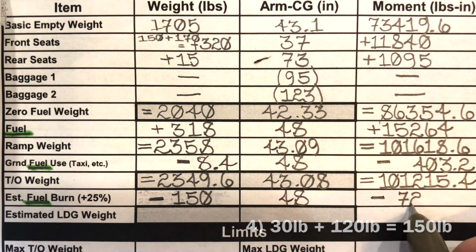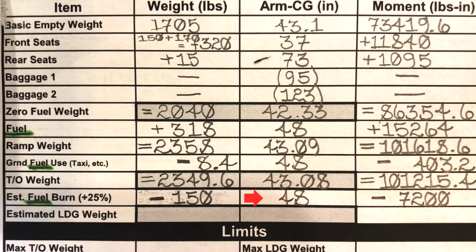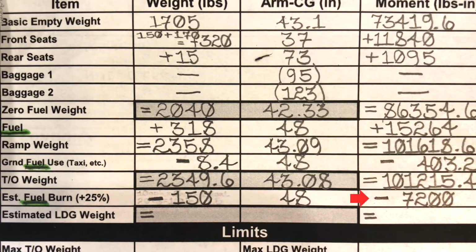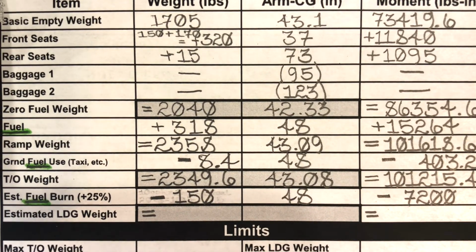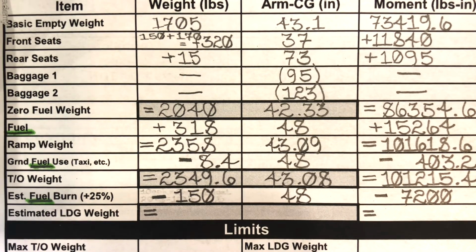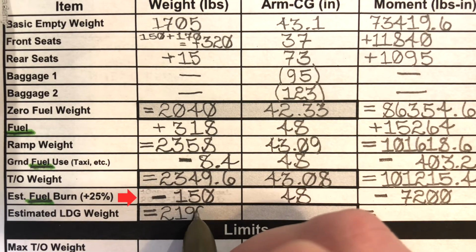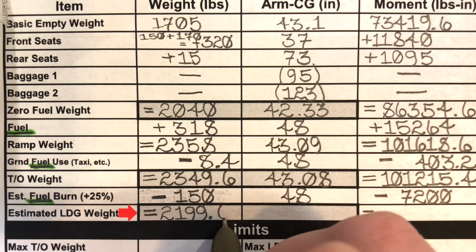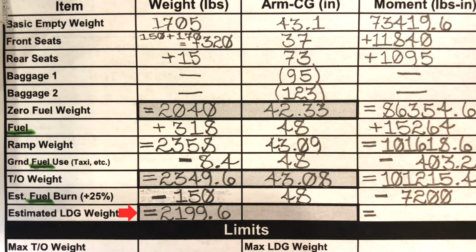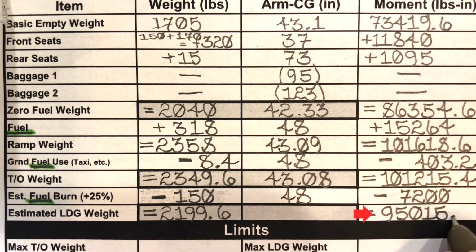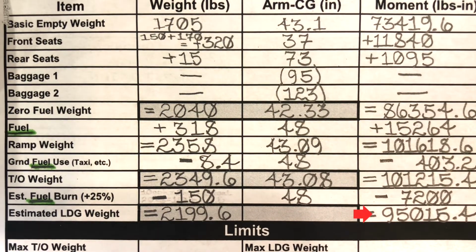I multiply across, so 150 times 48 equals 7,200, 7,200. And now, what do we do? As you can imagine, we subtract 150 because we're burning fuel, right? And we get a total of 2,199.6 is our poundage for our landing weight. And our moment is 95,015.4 inch-pounds.